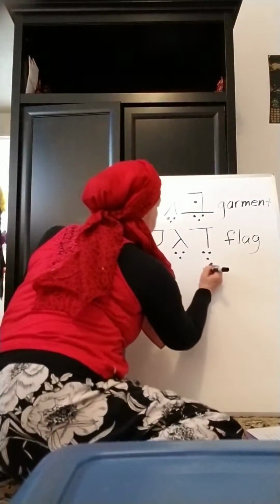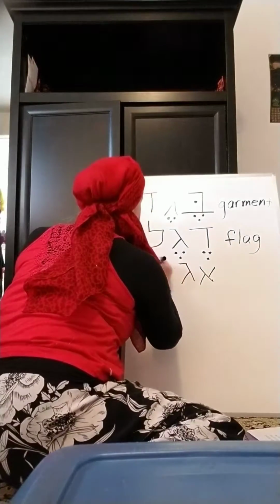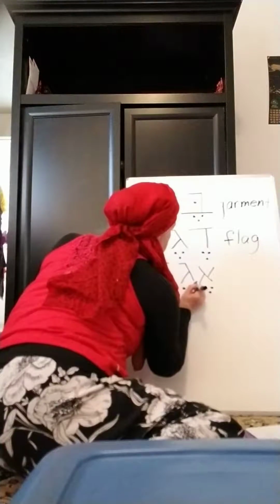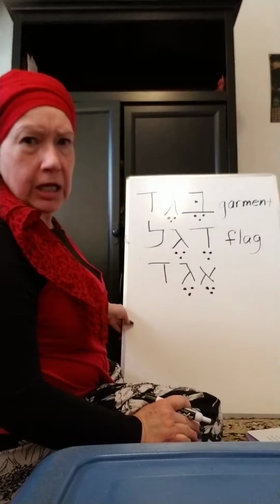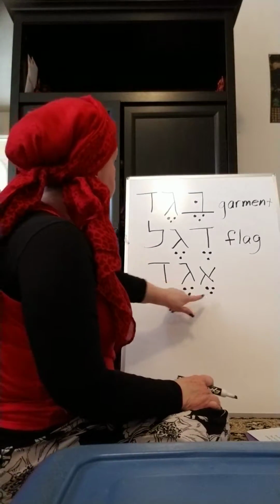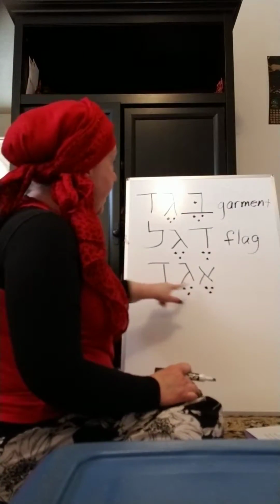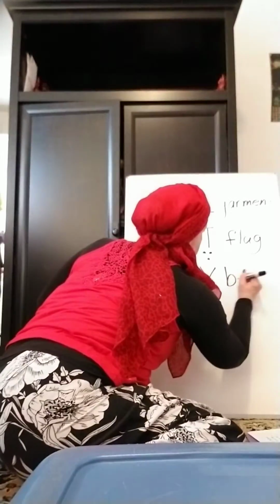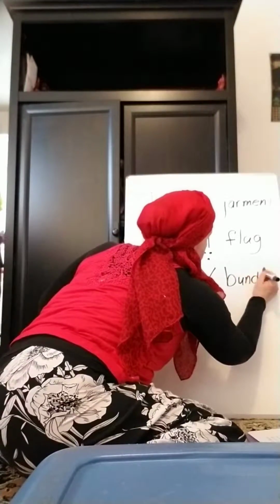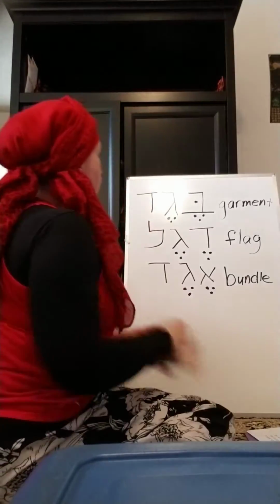Okay, and then we're going to do eged. So Alef, Gimel, Dalet. Yep, that's showing up on there. And it still has the segols. All of these have had segols so far. This is eged, and it means a bundle. Okay? And then there are a few more words we're going to do.